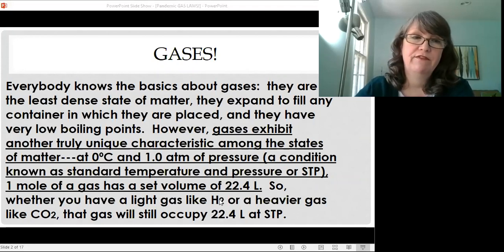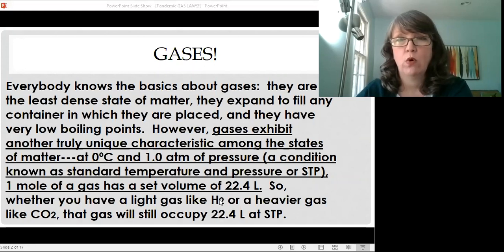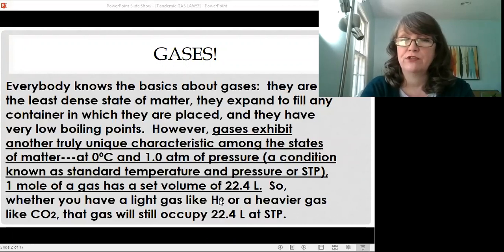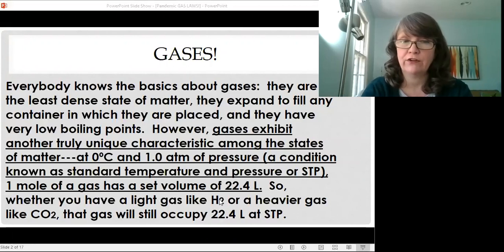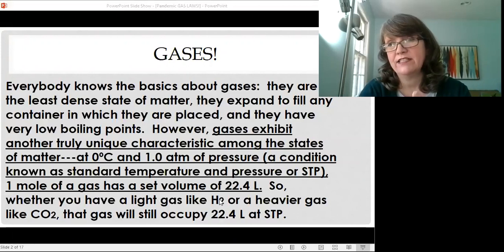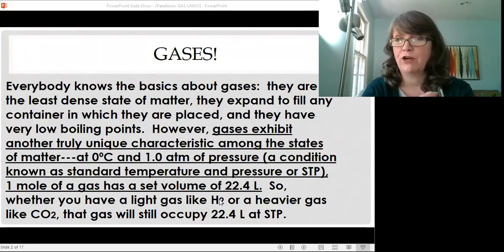But the most important takeaway from this first slide is that what's super unique about gases is that 1 mole of a gas can occupy a specific volume as long as you know that it's at standard temperature and pressure. Standard temperature is 0 degrees Celsius or 273 Kelvin, those are the same temperatures, and 1 atmosphere of pressure. If you have 1 mole of a gas at 273 Kelvin and 1 atmosphere, it will occupy 22.4 liters. How that is really handy is that as long as you know the temperature, the pressure, and the amount of gas, you can figure out its volume.